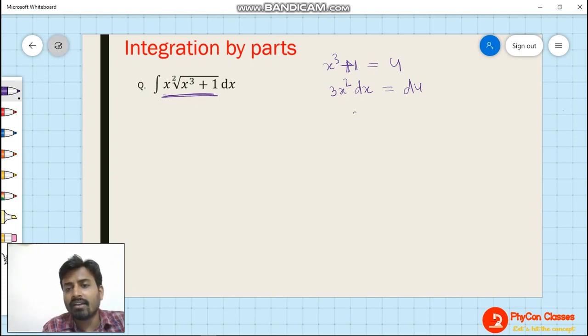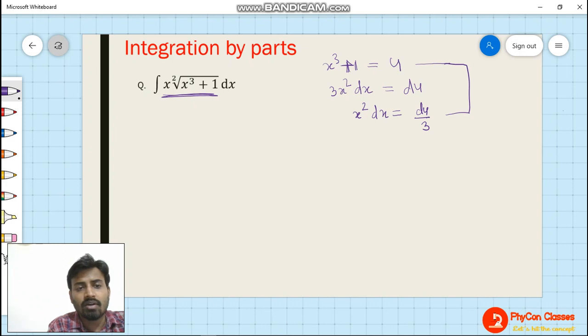So from here we can write x square dx is equal to du divided by 3, correct or not? And x cube plus 1 is equal to u. So using these two equations, we are going to put in the given equation. See, x square and dx, combinedly it can be written as du by 3, right? Now, x cube plus 1 can be written as u. So, under the root of u du by 3.